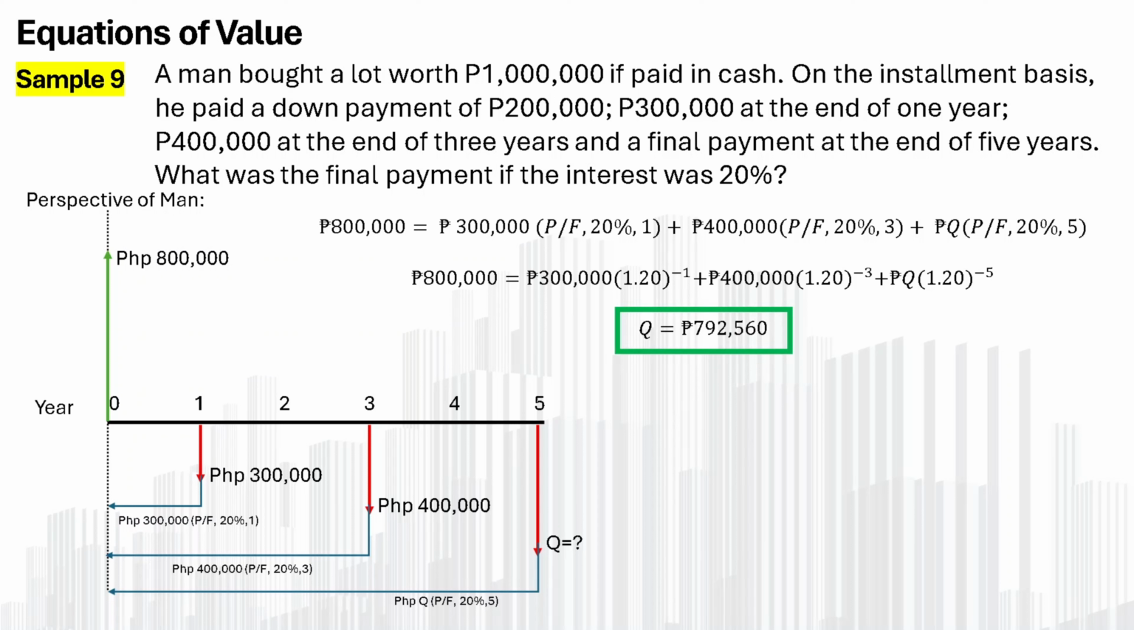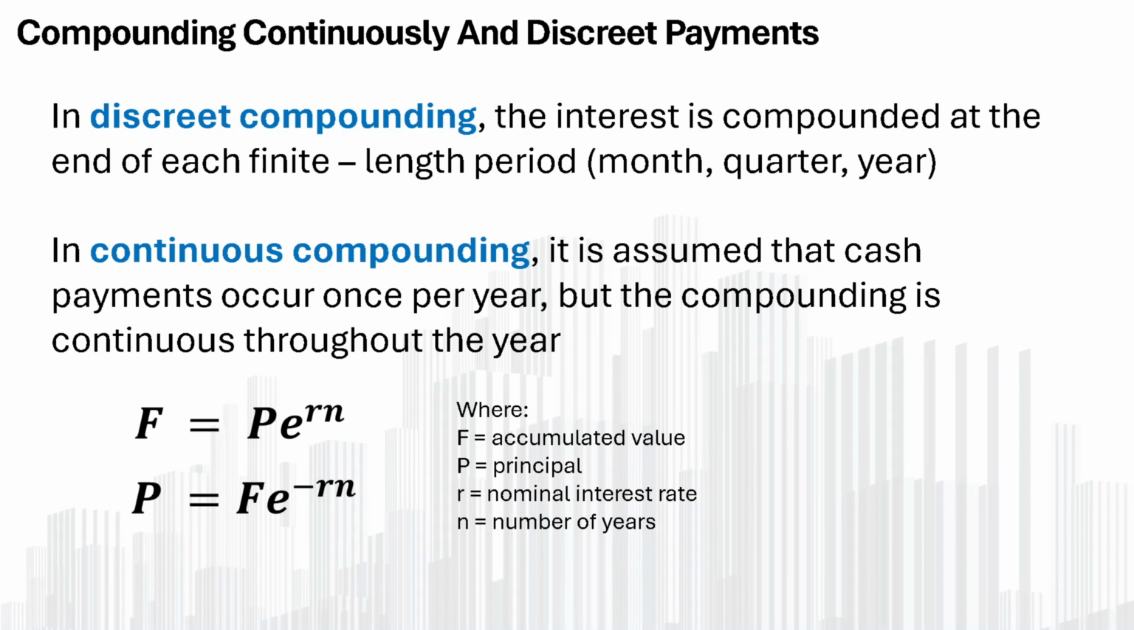Now, pagdating sa compounding naman, we have several scenarios dito. We have yung discrete compounding and yung continuously compounding. Normally, we deal with yung continuous compounding dito. Discrete compounding, the interest is compounded at the end of each finite length period, whether month by month, quarter, or year. Now, pag continuous compounding man, it is assumed that the cash payments occur once per year, but the compounding is continuous throughout the year.